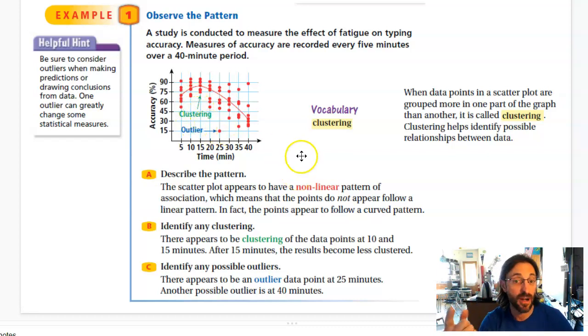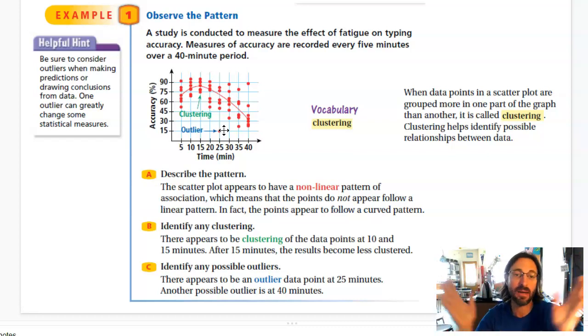Now, we've already talked about outliers. An outlier is a point of data that just doesn't really fit anywhere with the rest of the data. It just doesn't seem like it's working very well. Maybe this person after 25 minutes got a phone call, or they were multitasking, or they were trying to eat a Twinkie and type at the same time, and it just made a mess. Okay? So that's what clustering is, and that's what outliers are.